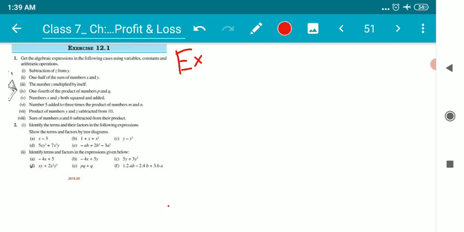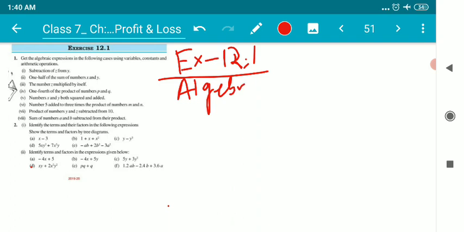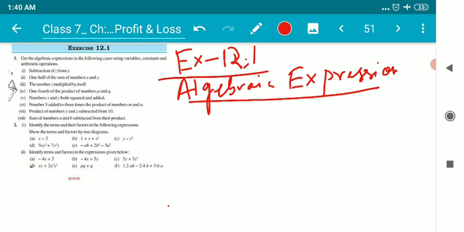So this is exercise 12.1. This is about algebraic expression. So children, the very first thing that comes to our mind when we talk about expression: what is an expression? Expression means something which comprises variables and constants. Variable means the letters of the alphabet we use to denote some number, which can be anything, any alphabet from A to Z, and some constants.